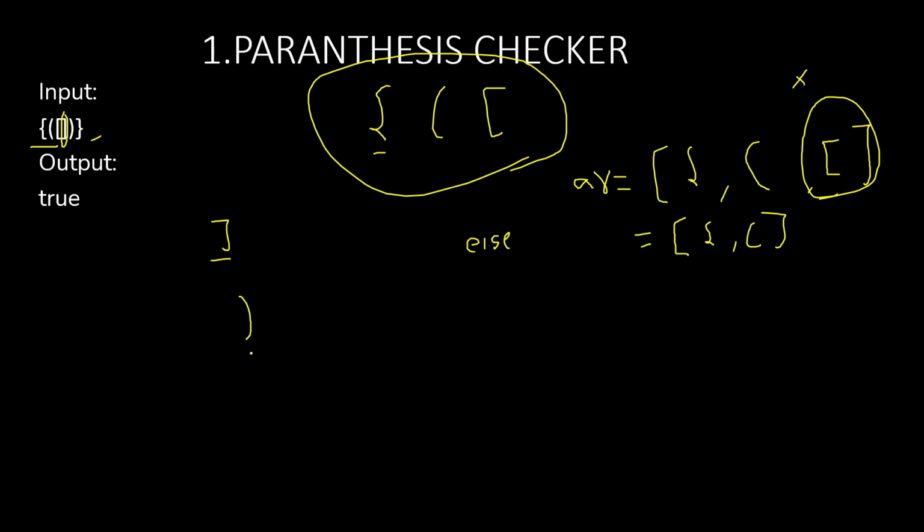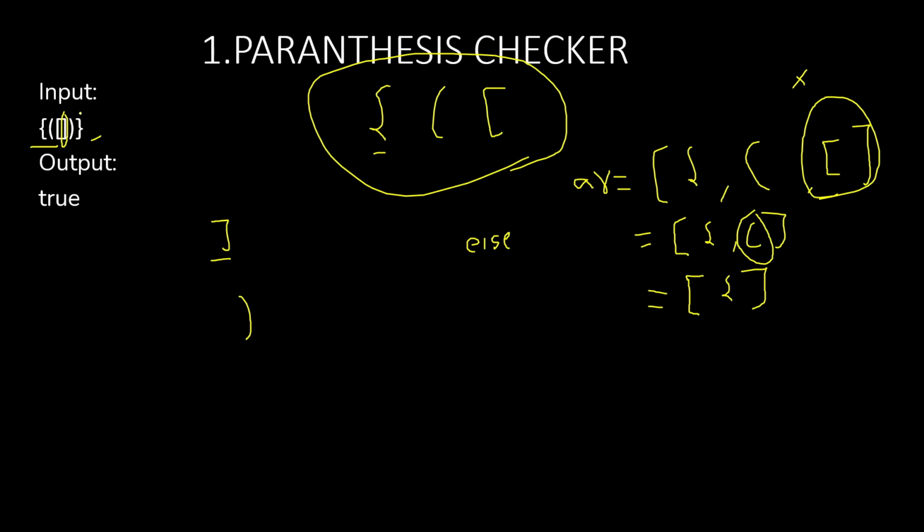Now similarly we check if it is there or not inside the temporary array. We are checking the temporary array's last element. Yes, the temporary array's last element is the opposite symbol of this one. Okay, fine. Now we can pop this element because we no longer require it. After popping that element, the temporary array is left with this curly bracket. Only one symbol is left in the temporary array now.